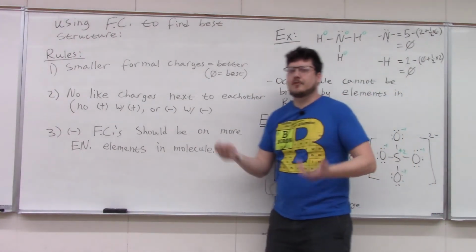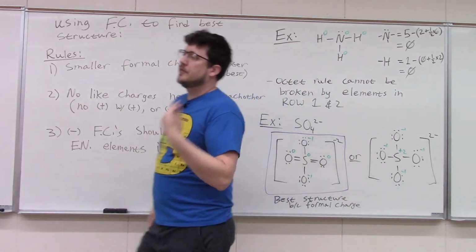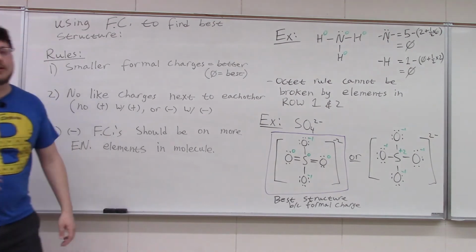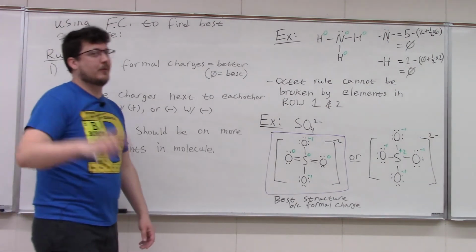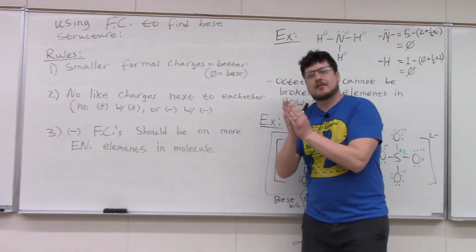So -1, +1, it's just how far from 0 are we? We want to minimize that as much as possible. You see a formal charge of +5, rethink your structure. You see a +12, something went wrong. Or a -12 even, doesn't matter. You want to try to keep it as close to 0 as possible.